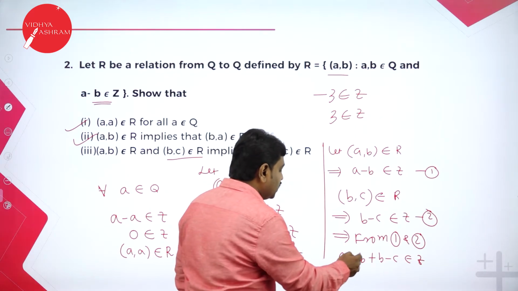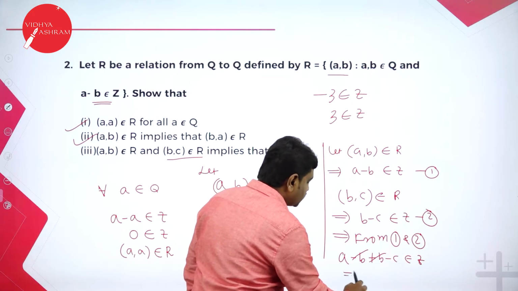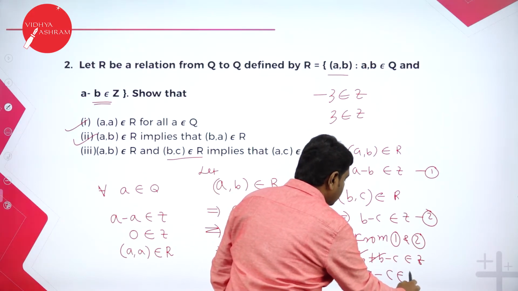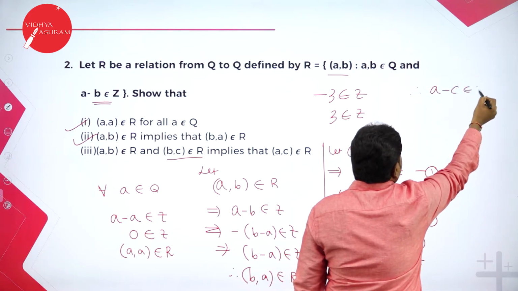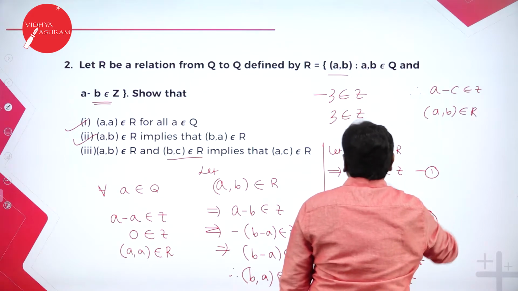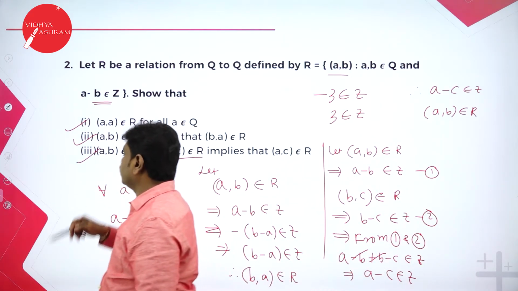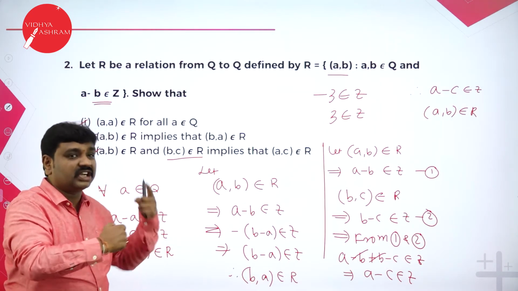So now plus B and minus B cancel. So what is left? That implies A minus C belongs to Z. Therefore, A minus C belongs to Z, and then (A, C) belongs to what? R. Hence the proof. See, this is one of the good questions, and you have to become thorough with the method because in 12th it will repeat.